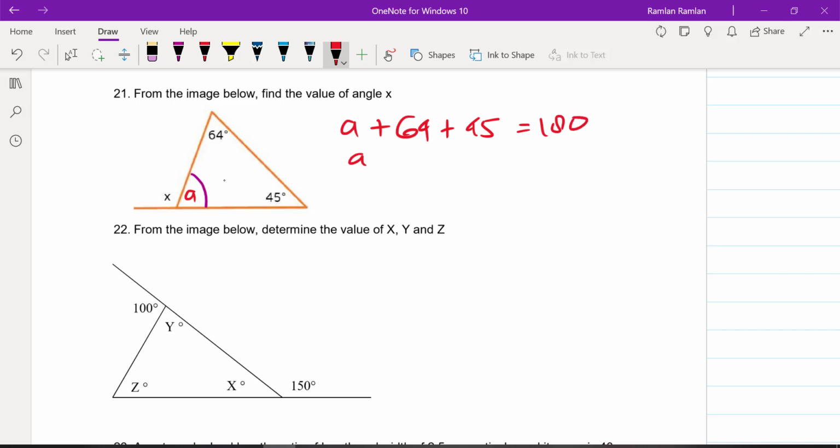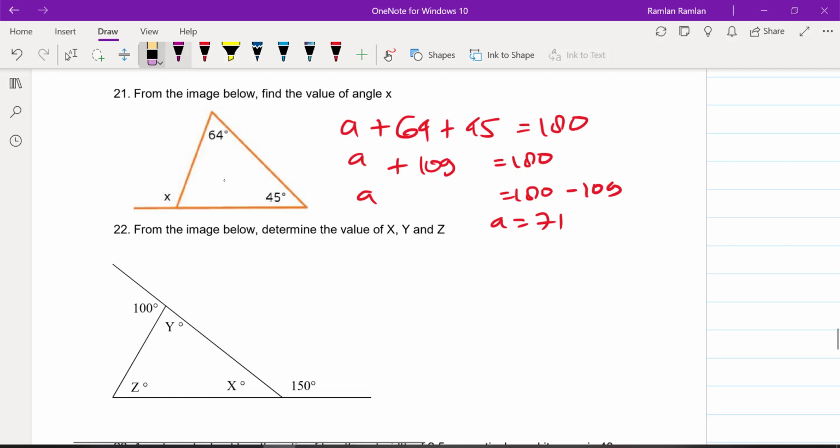So that will be A plus 109 equals 180. So A equals 180 minus 109, which will be 71. So angle A is equal to 71 degrees. We're not done yet, because the one we're really looking for is this one, the X, right? So I'm going to change this A into 71 degrees. I'm going to erase that and write down 71.